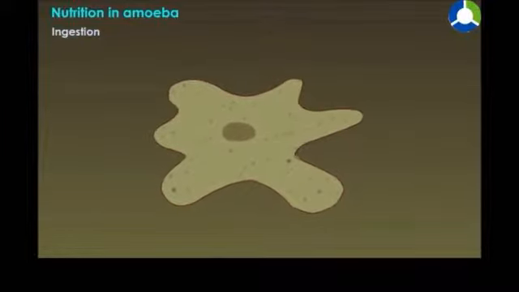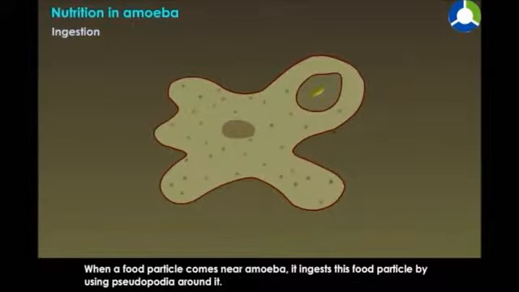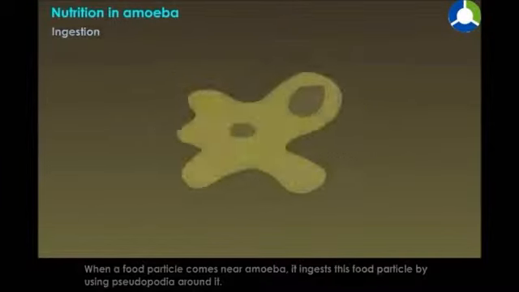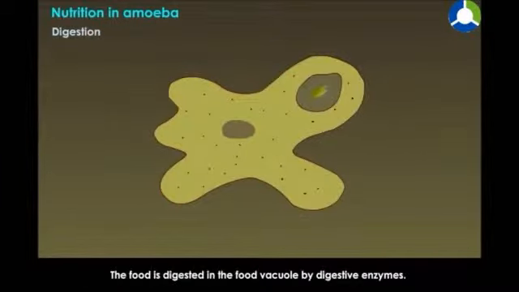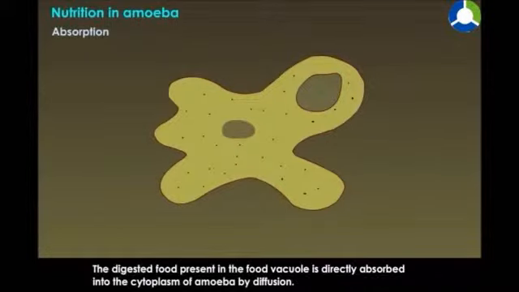Ingestion. When a food particle comes near amoeba, it ingests this food particle by using pseudopodia around it. Digestion. The food is digested in the food vacuole by digestive enzymes. Absorption. The digested food present in the food vacuole is directly absorbed into the cytoplasm of amoeba by diffusion.